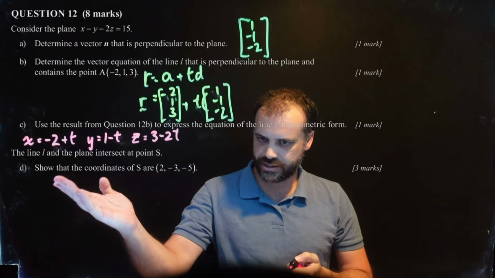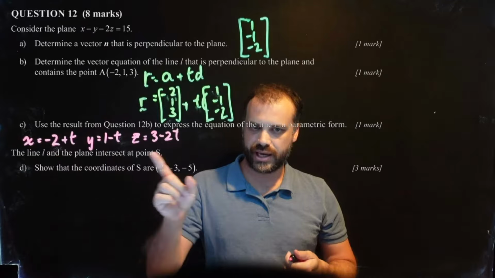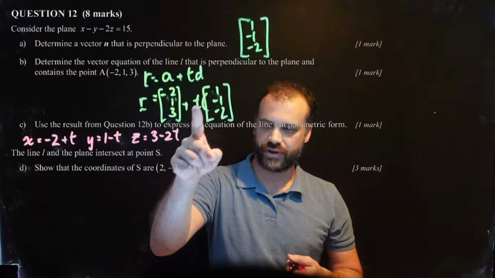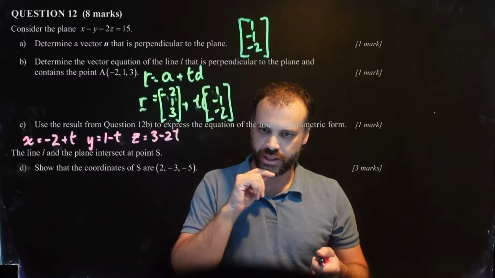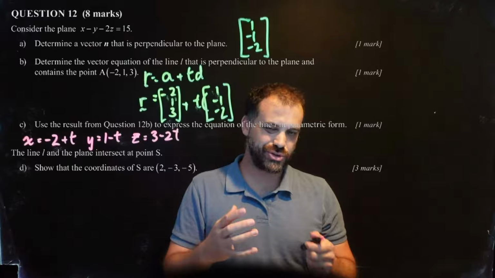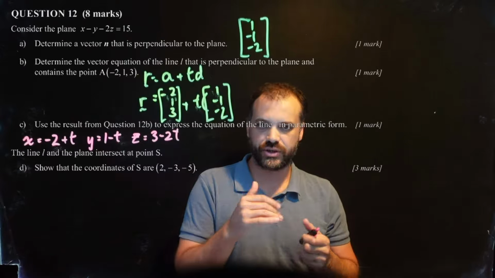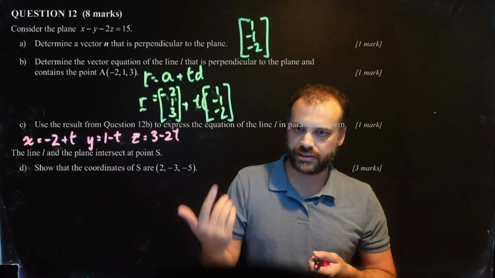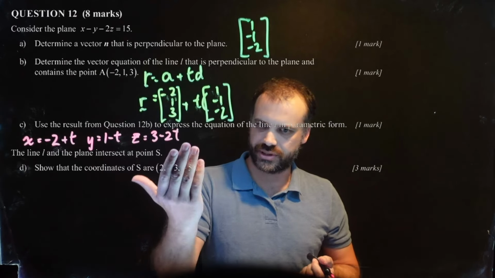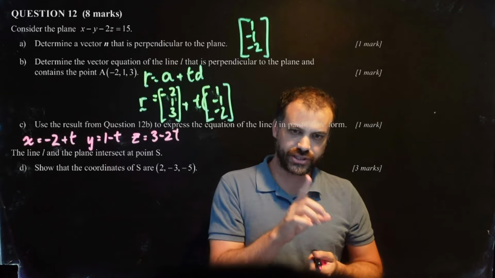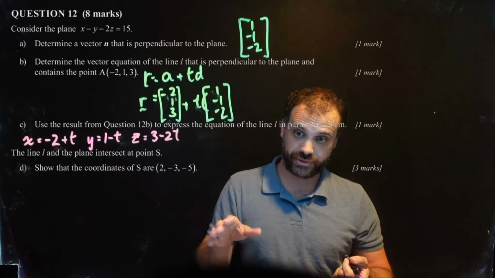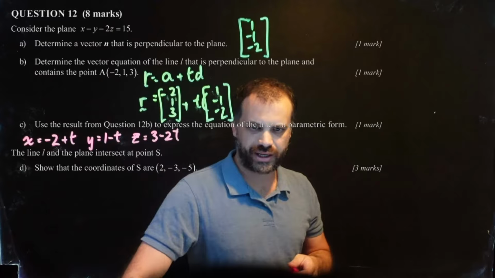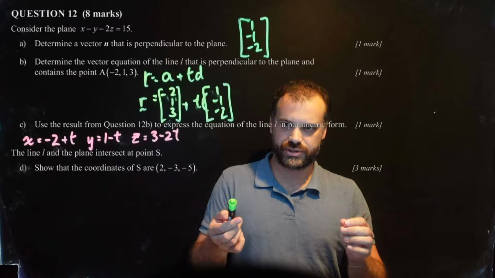Okay, so we have part D here. The line and the plane intersect. So we have a plane up here, and we found a line in vector form, in parametric form. Show that the coordinates of S are 2, negative 3, negative 5. With these sorts of questions, usually part A leads into part B, leads into part C, leads into part D. So they probably want me to use this somehow. Now, the QCAA actually provides 3 different methods for doing this. I'm just going to pick the one that I like the most, that makes the most sense.